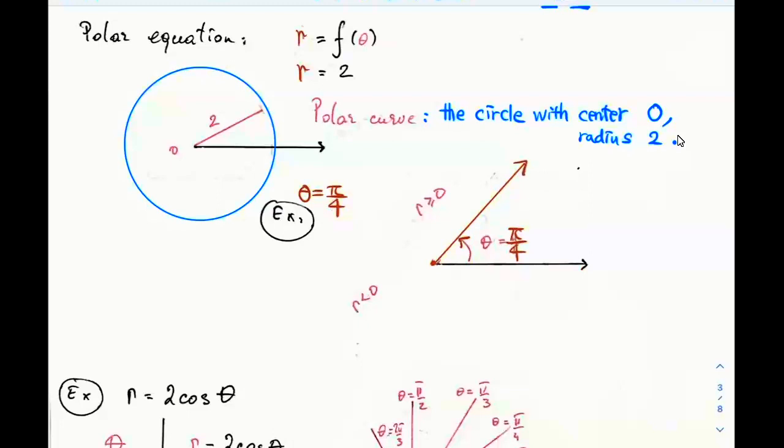And when r is positive, you get this part of the ray, pointed this way. When r is negative, we get what? The other part, right here. So when r could be all real numbers, you get the whole straight line over here. So the polar curve here will be this straight line passing through the pole, with this angle to be pi over 4, this whole line, including this, the pole, and then this, the whole thing.